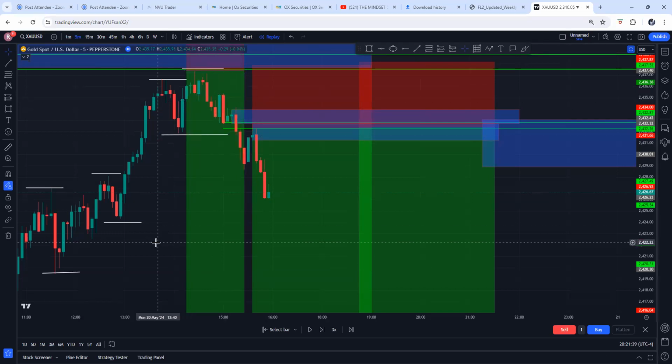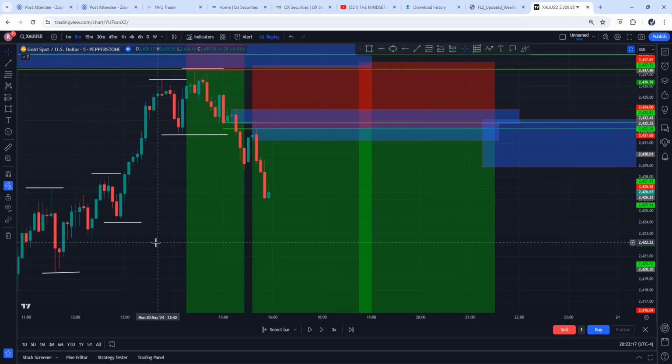Ideally, you want to enter on the 15-minute time frame. The 5-minute gives you an earlier entry, but it may not be as strong a confirmation. The 5-minute entry is not as strong as a 15-minute entry, but it gives you an earlier entry into the market.